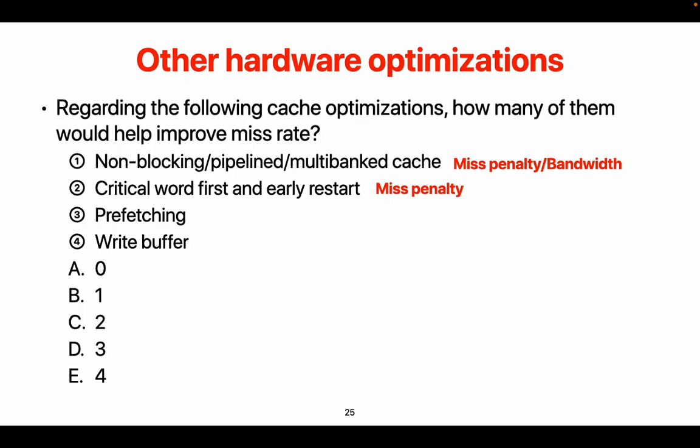So how about prefetching? We learned it. Is it improving the cache miss rate? It could improve sometimes, and it could hurt sometimes. But I would say yes, it would help compulsory misses, but it would sometimes hurt conflict misses. So be careful about this, but at least to some degree, it could help.